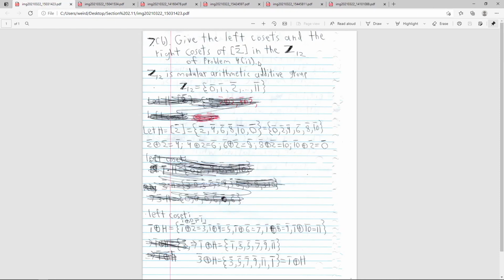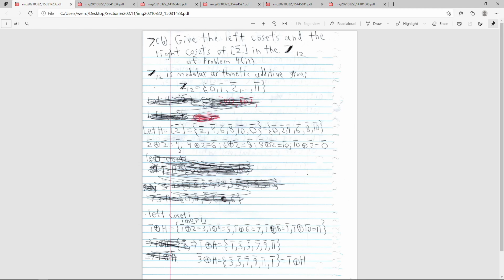Now give the left cosets and the right cosets of this cyclic subgroup in Z12 of problem 4i. Z12 is the modular arithmetic additive group, 0 to 11 with the modular bar on it. Let H equal the cyclic group, so you add 2, 4, 6, 8, 10 to 0. I put the 0 at the beginning, from least to greatest.